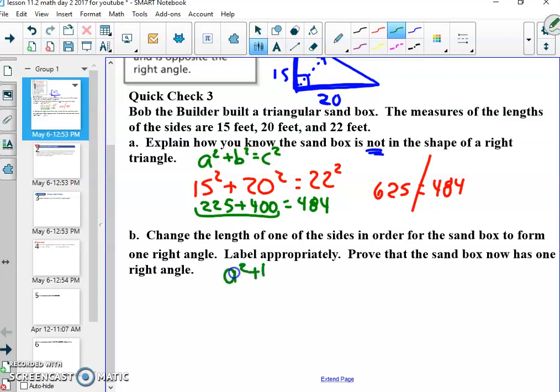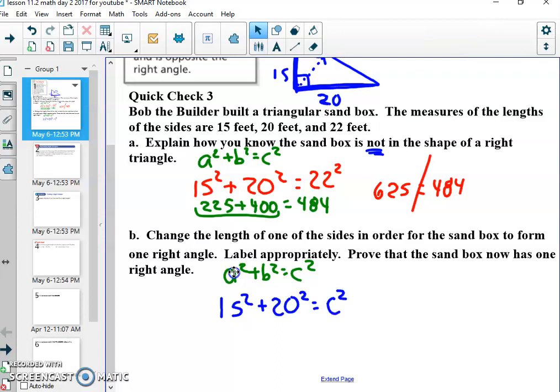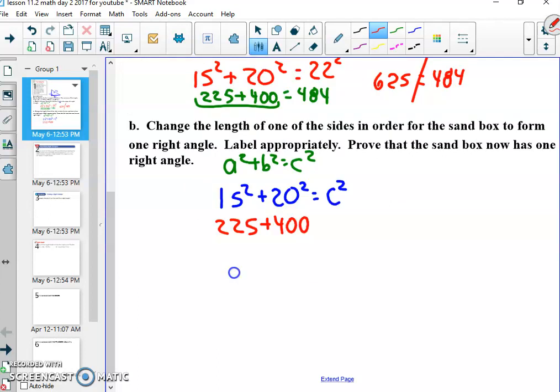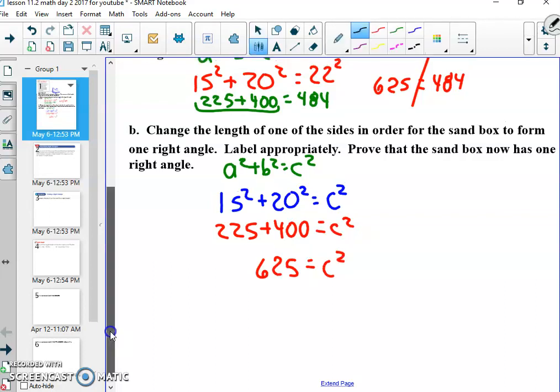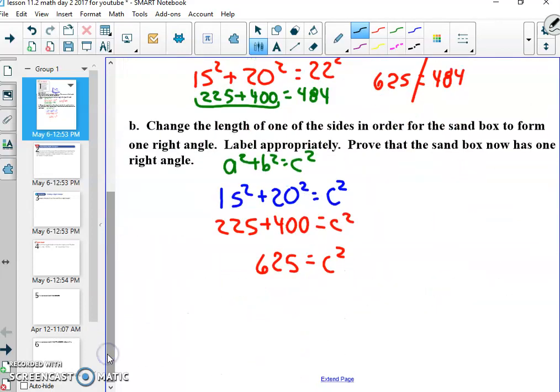All right, a squared plus b squared equals c squared. The hint I gave you was keep the legs. So I'm going to keep 15 and square it. I'm going to keep 20 and square it. I don't know the hypotenuse yet, but I'm sure I'm going to figure it out. I know this is 225 and this is 400. C squared. I know this is 625. C squared. Well, the hypotenuse is not going to be 625 feet. Okay? The hypotenuse has to be longer than both 15 and 20, but I don't want c squared, I want c, so I'm going to find the square root of that, and the square root of 625 is 25.